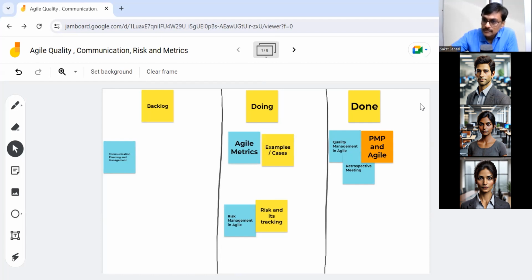Can we spend more time also on this? On risk management? Yeah, so Agile metrics and risk, I think these are the two I want to take. Yes. Okay.